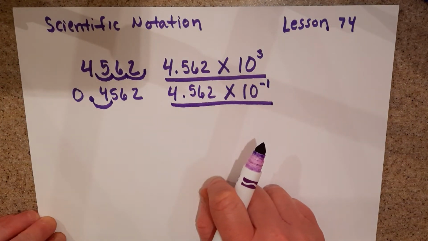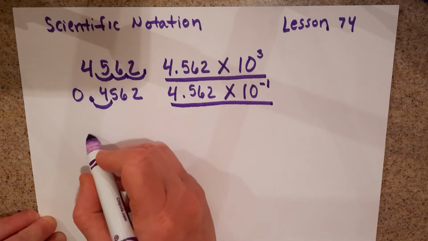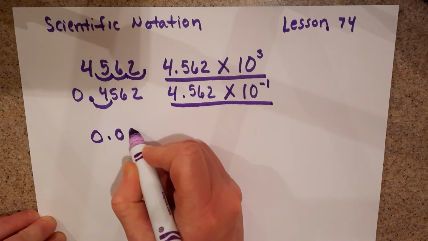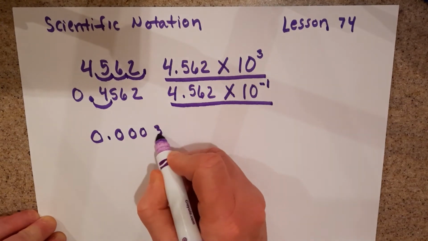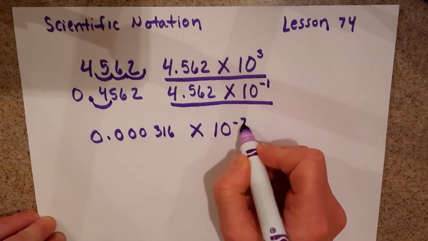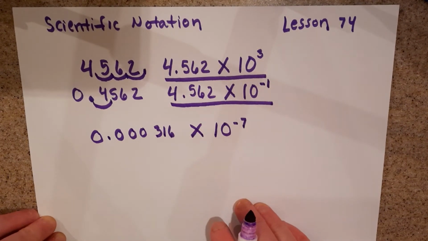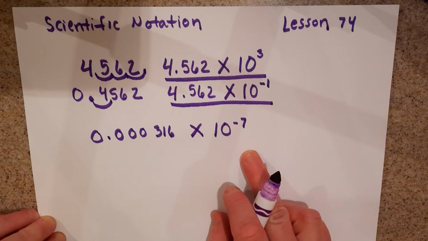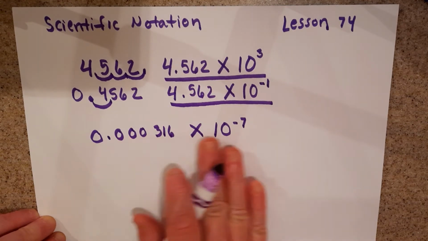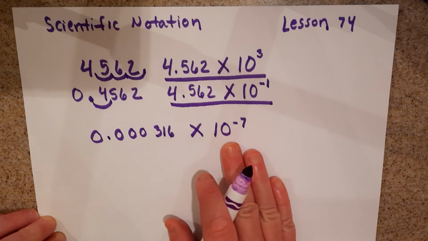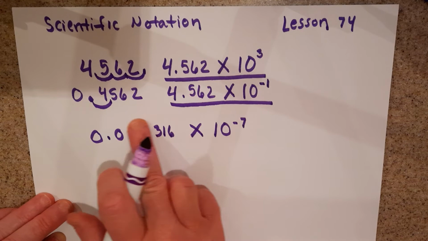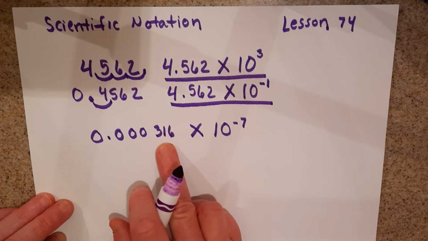So you can get into a different kind of problem that asks you to write 0.000316 times 10 to the negative 7. In your homework, it might ask you to write this in scientific notation. And you might say, well, it already looks like it's in scientific notation. It has a number multiplied by a power of 10. Well, it is not in scientific notation because this first number is not a number between 1 and 10.